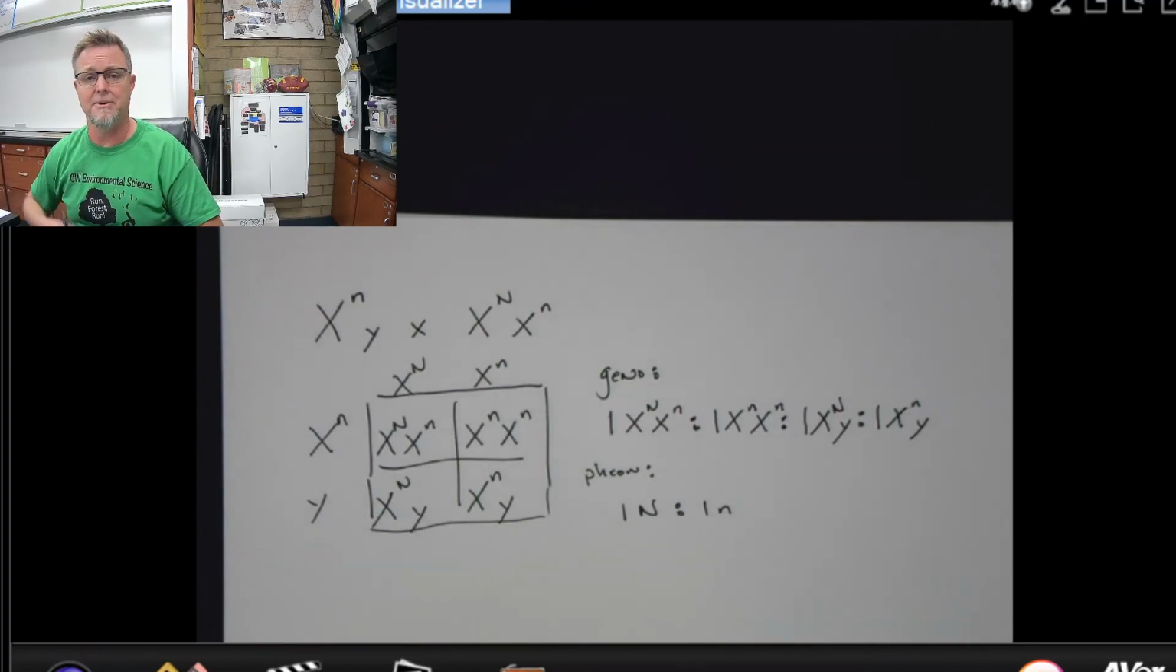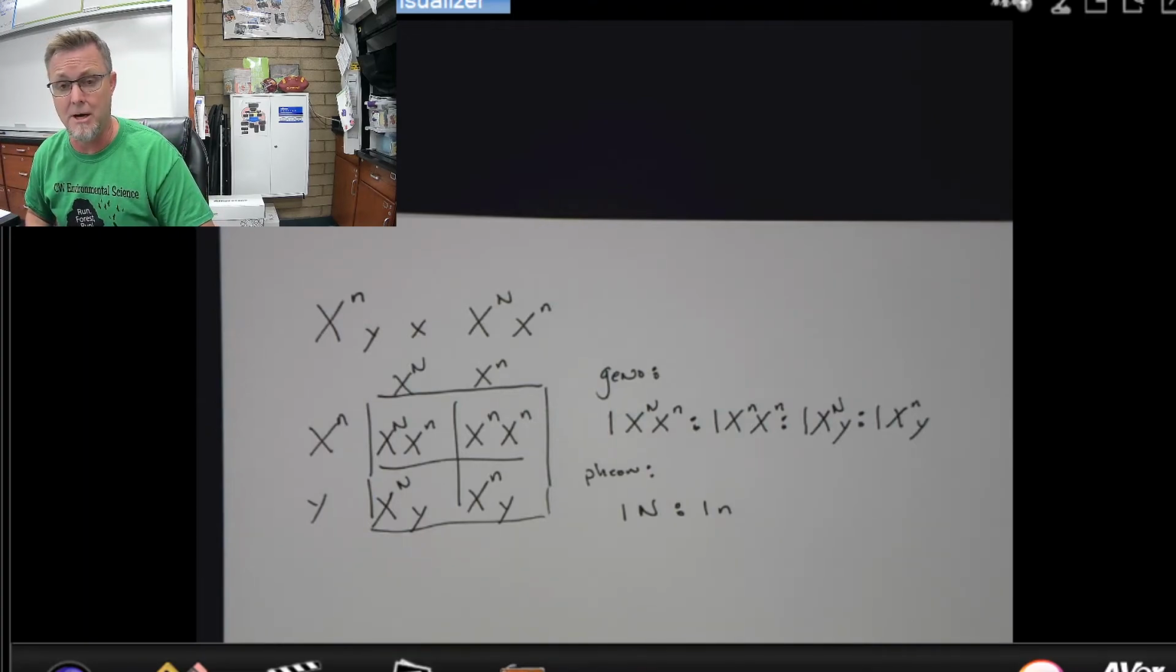There are all kinds of other examples we could use here. We could use male pattern baldness. We could use royal hemophilia. I mean, the list goes on and on, but I think you get the idea. So this is how you do a cross for color blindness.